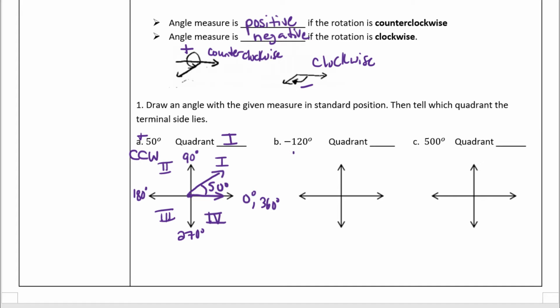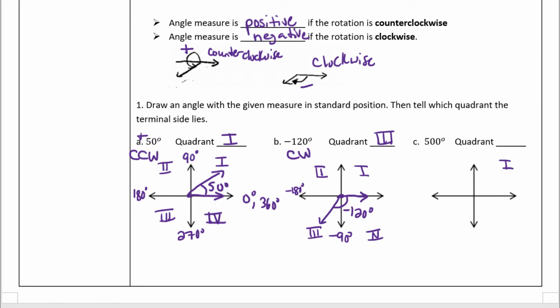For this one, this is negative, so this is clockwise. We have our vertex, we have our initial side, and we're going clockwise, negative 120 degrees. If we go down here, this is negative 90 because we're going down 90 degrees. This is a right angle. Remember, a right angle is 90. And then a little bit past that, this would be negative 180 if you went down that way. So here we're at negative 120 degrees. This is located in quadrant 3, because this is quadrant 1, 2, 3, and 4.